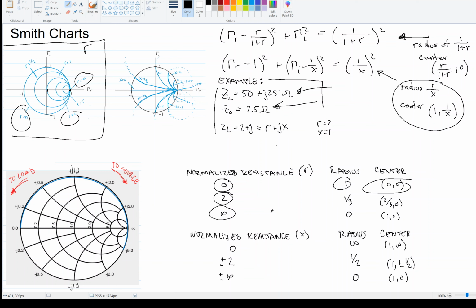Okay, so you can plug in more normalized resistances and get these circles, and they make this type of family or locus of circles. And we can do the same thing for normalized reactance, and so that is here. These are the X circles, excuse me.